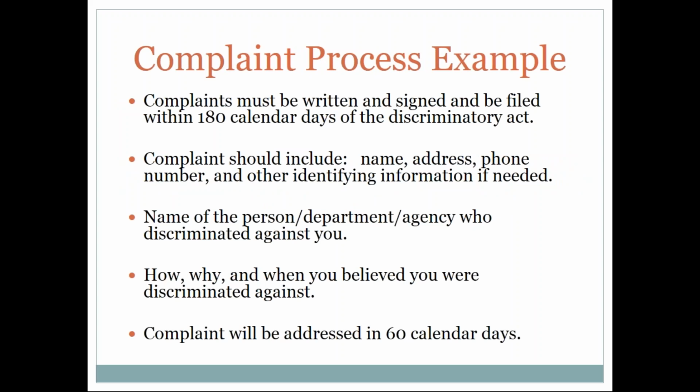An example of a complaint process. Complaints must be written and signed and filed within 180 calendar days. Should include the name, address, phone number, and other identifying information, the name of the person who discriminated against you, what the incident was, and that the complaint will be addressed in 60 days. So there are some key points of this example.